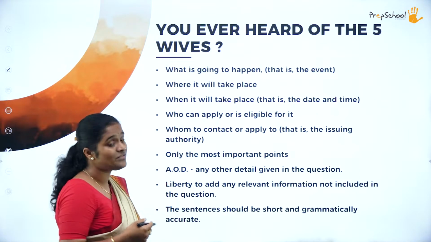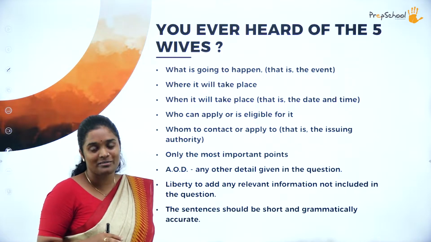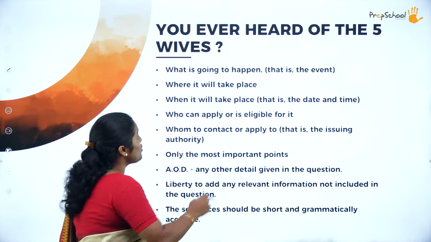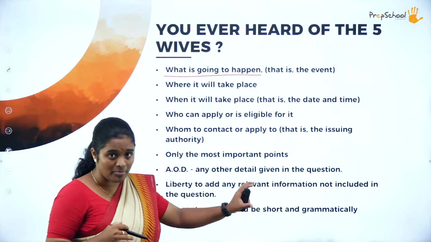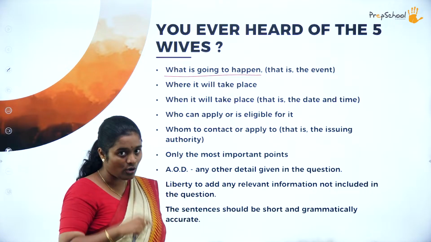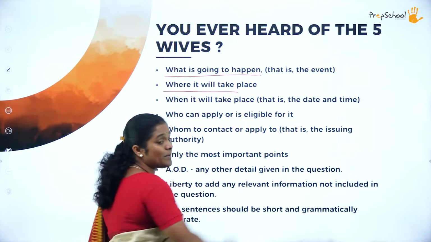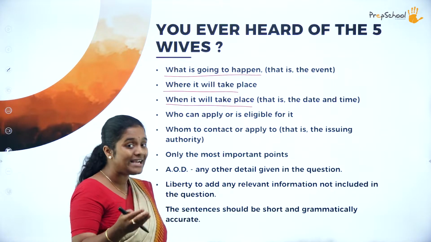If you have ever heard of the 5 W's and 1 H, that's what we are talking about. By 5 W's, I mean, what is going to happen? Your notice should cover all these things. What is going to happen? If it is an event, what is the event about? Your heading will be talking about it, right? Where will it take place? Venue. Okay. When will it take place? Be it the date and time.